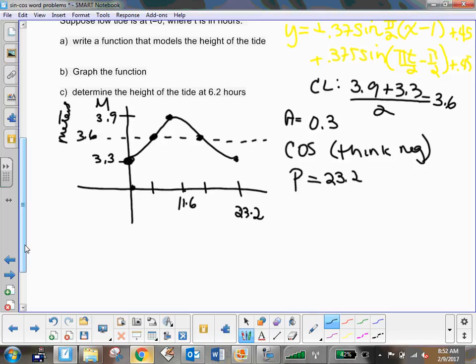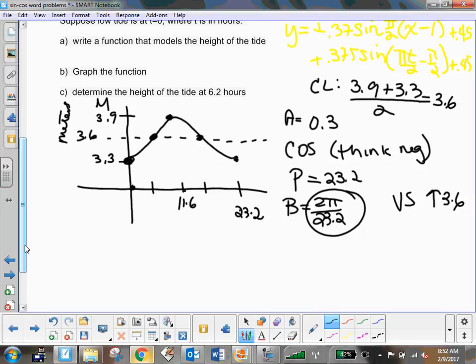All right. We need to figure out we know our period is 23.2 hours, yeah? And so we know that B is going to be 2 pi over 23.2. And we can just leave it like that because that's a crazy number. Just leave it like that. Bless you. And what's our vertical shift? Yep, up 3.6. It's wherever our center line is, isn't it? Wherever that center line is.